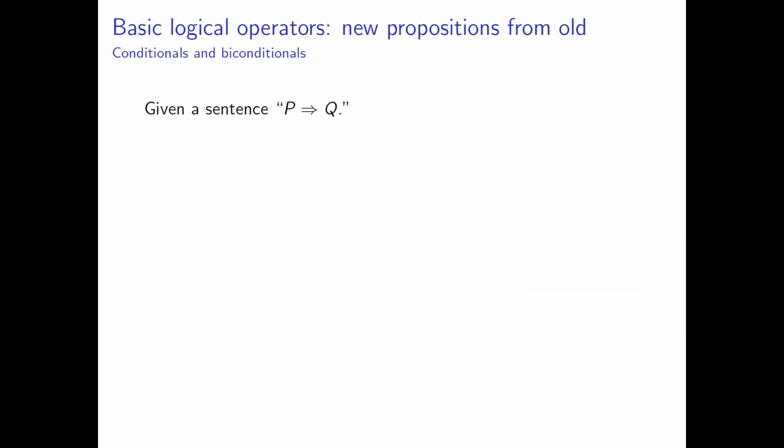We now introduce three special conditional sentences that are associated with a given conditional sentence. The converse of the sentence, if P then Q, is the sentence, if Q then P. The contrapositive of the sentence, if P then Q, is the sentence, if not Q, then not P. The inverse of the sentence, if P then Q, is the sentence, if not P, then not Q. Notice that the inverse is the converse of the contrapositive.